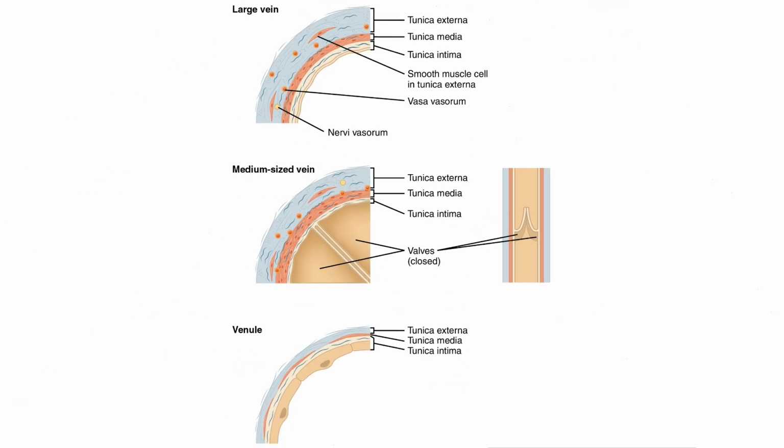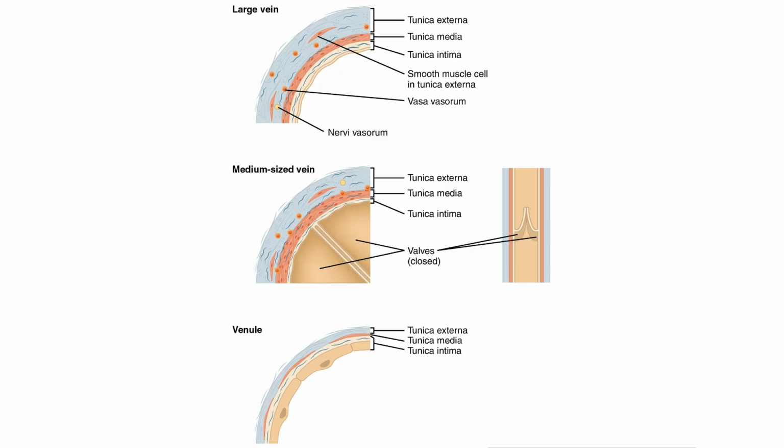Here we see the difference in structures within veins. Now, it might look like from this picture that there's three different types of veins, but really large veins and medium-sized veins are pretty much the same thing. And what's different are the venules. Venules are microscopic vessels, like arterioles are on the artery side. Then we have the medium-sized and large-sized veins, which are really just the same thing of different sizes.